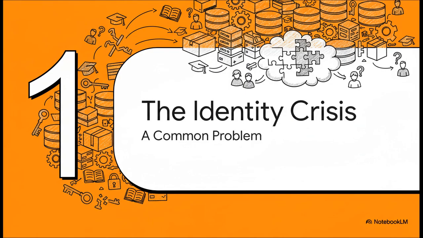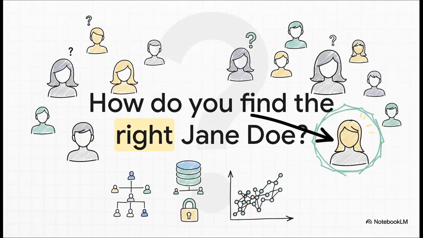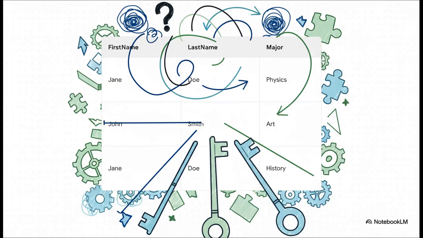All right, to really get this, let's start with a problem. I want you to imagine a huge university database, just packed with student records. So you've got thousands, maybe even millions of entries. How in the world can you be absolutely positive you're looking at the right person, especially with a super common name? It's a recipe for disaster, right?